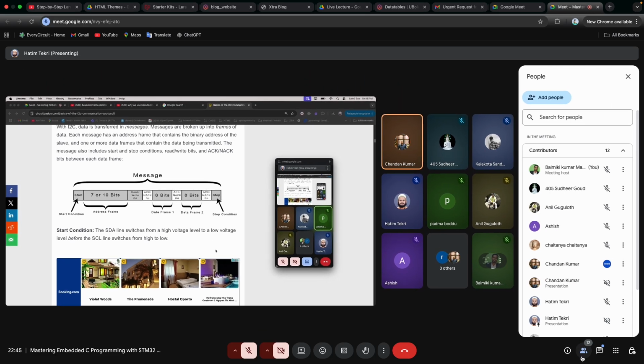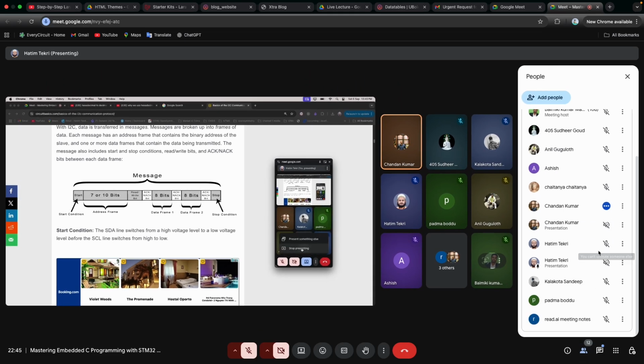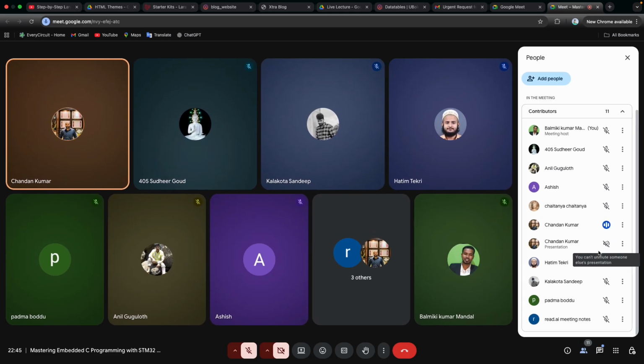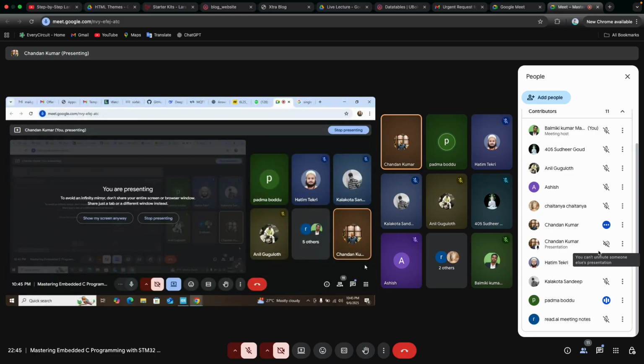So I think it's clear now. Okay, so that's it regarding the I2C and its transaction.